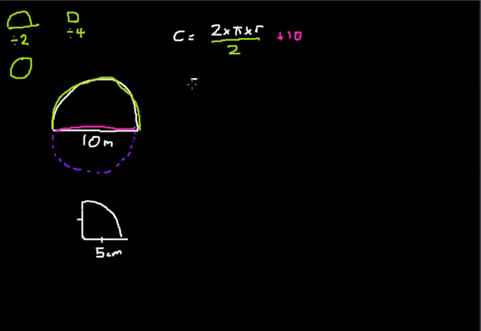So we just start subbing it in. Now we've got 2 times pi times r. Now r, remember, we've got the diameter here, but the radius is equal to half the diameter, so it would just be 5 meters. So 2 times pi times 5 over 2 plus the 10 on the side. So sub that all into your calculator and you'll get an answer of 72.83 meters.